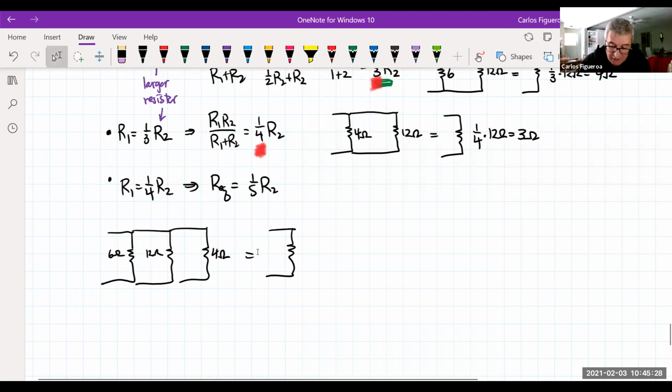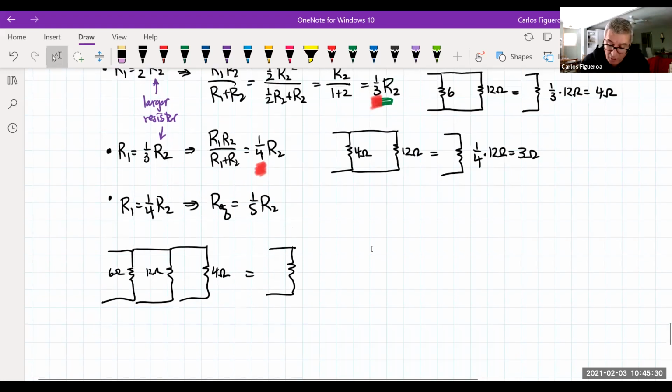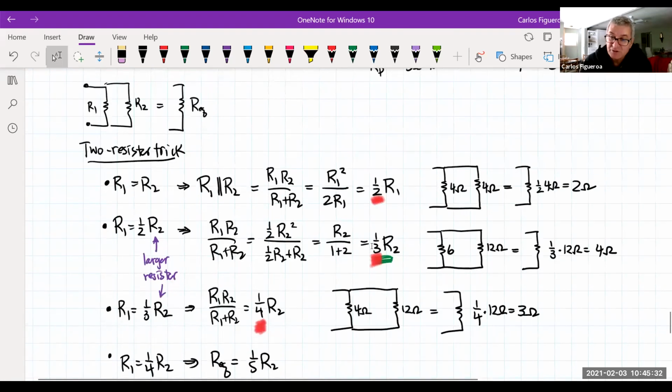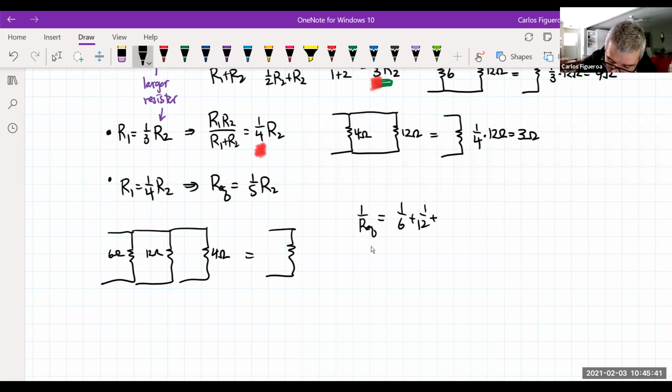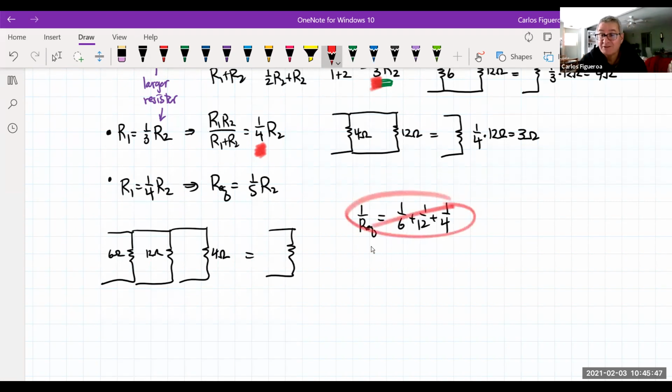Most textbooks would tell you to go do what? They go add the inverses, right? Most textbooks are going to say, oh, you want R equivalent? Go add this. And you know what I'm saying? Asinine. That's what I'm saying.